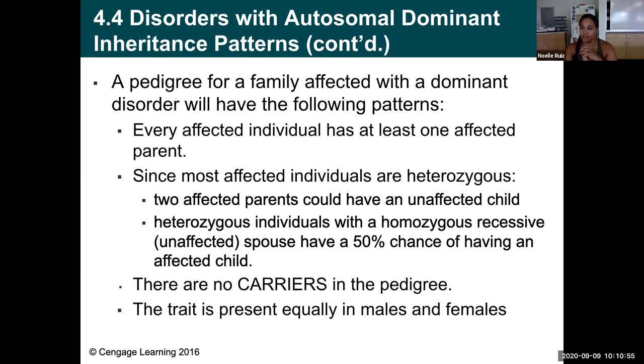That was the Punnett square in the previous slide. There are no carriers in the pedigree. You either have the disease or you don't. And the trait is present equally in males and females. These diseases are not X or Y related. They can affect either gender.